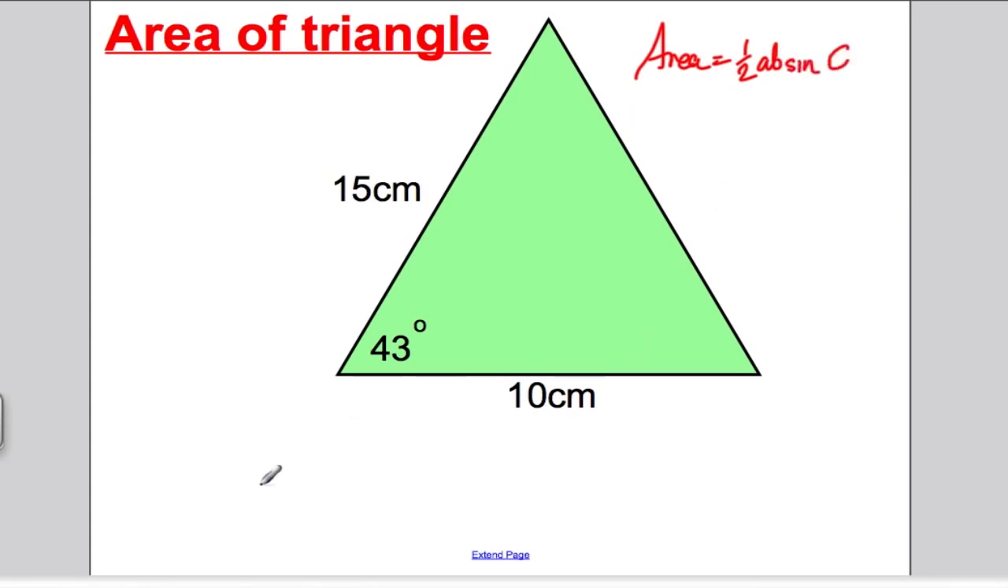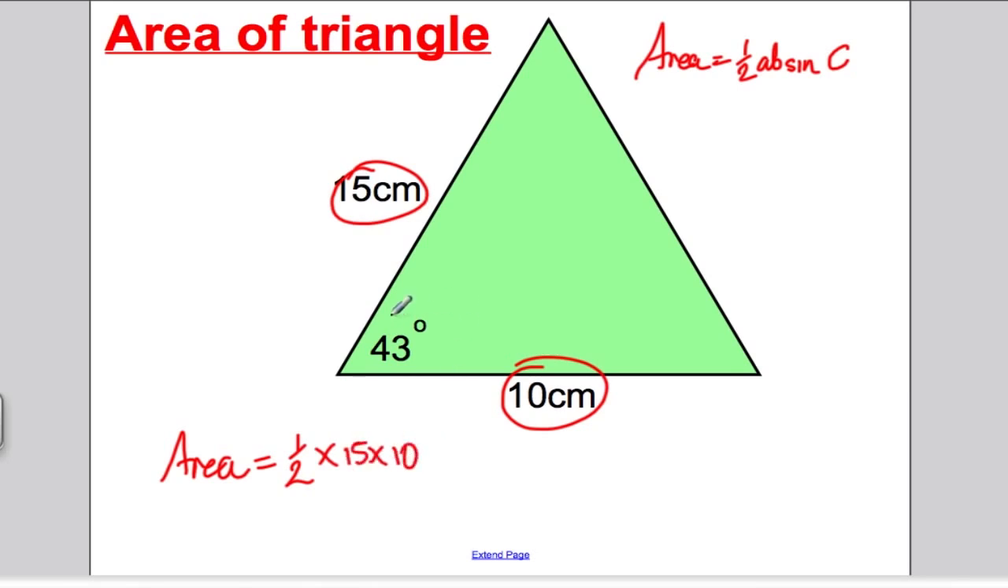What it means really is you don't really have to label things up. You do a half, times the 2 sides you're given, 15 times 10, times sine of the angle in between those. So times sine of 43. So you type in your calculator 0.5 times 15 times 10 times sine 43, and you get 51.1, and the unit centimetres squared.